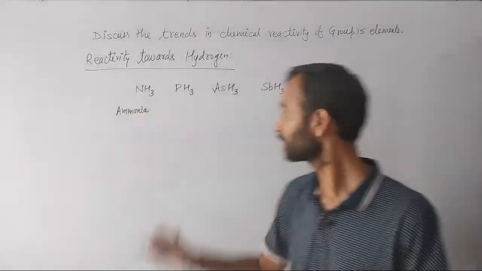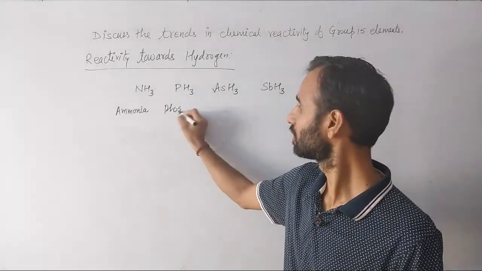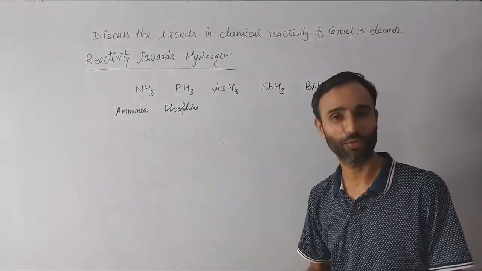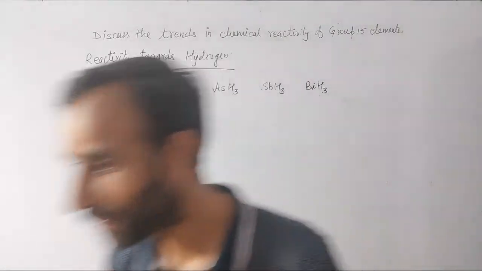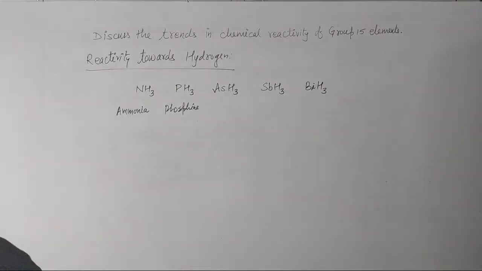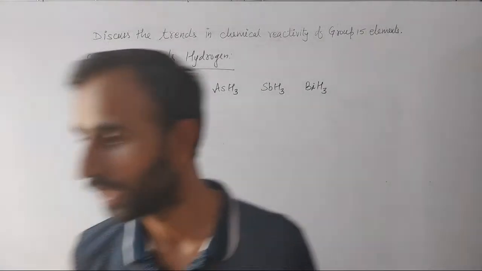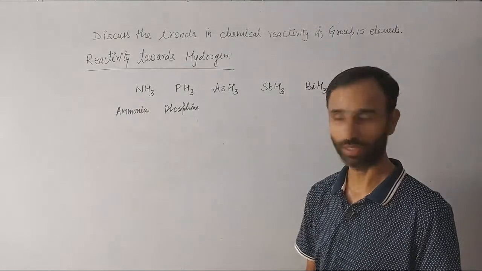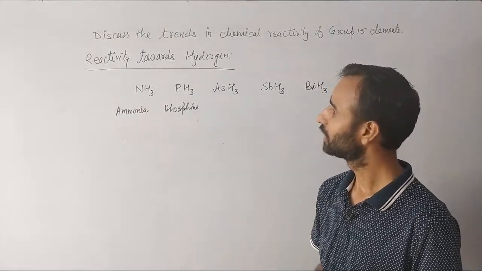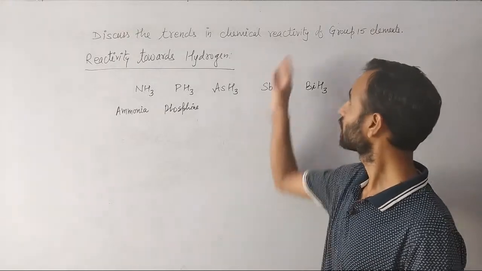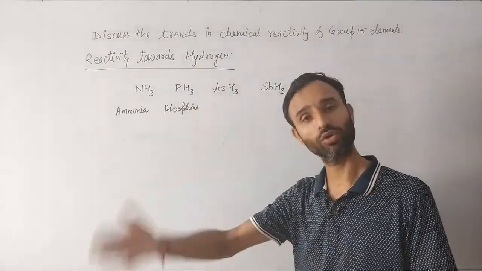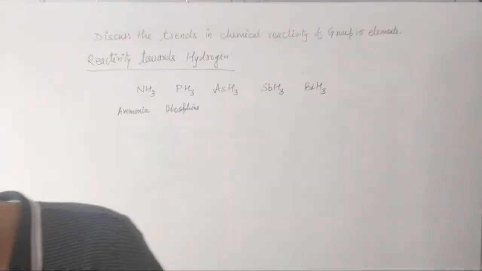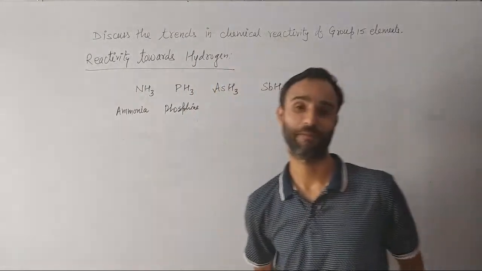ammonia. PH3 is phosphine. Yes, tell me what is the name of AsH3? Yes, write the name. Yes, Anika, reactivity increases down the group, but there are different types of reactivity we are talking about: reactivity towards hydrogen, reactivity towards oxygen. Okay, now tell me the name of AsH3. What do we call it? Yes beta, what is the name of AsH3?